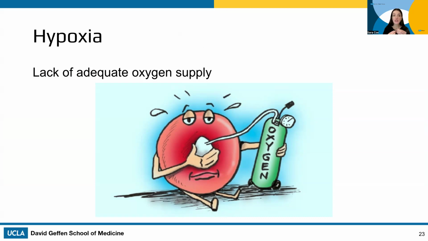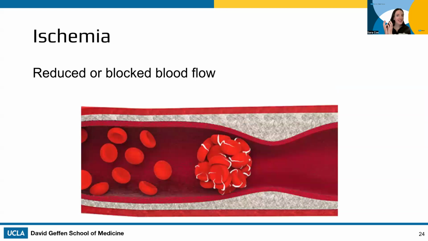Now, oftentimes this can be confused or mixed up a little bit with the idea of ischemia. Hypoxia does not have enough oxygen. Ischemia is when we don't have enough flow. So this is reduced or blocked blood flow. It has nothing to do with the oxygen levels in the blood, it has everything to do with can the blood get to the tissues. So ischemia is when we have reduced or blocked blood flow.